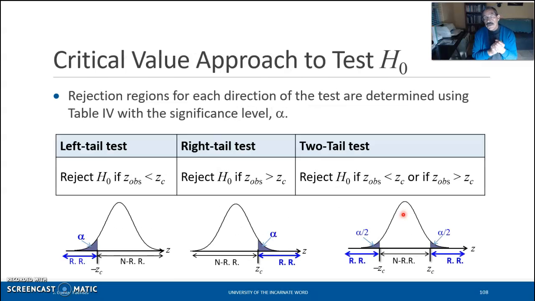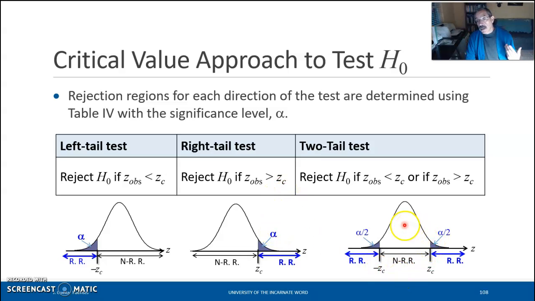All right, so if you use the critical value approach to test the null hypothesis, we're going to use the same approach that we learned in Module 9. If you have a left tail test, your rejection region is on the left side. You're going to use Table 4 with the significance level, and you're going to look for a z-value that is negative. That will define the lower rejection region. If you have a right tail test, now you're looking for a z-value on the right side of the distribution, which will be positive, and that will define the rejection region on the right side.